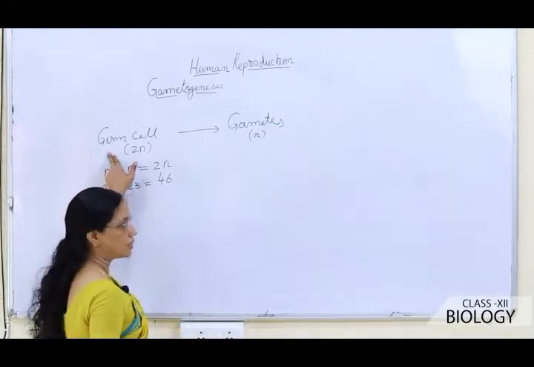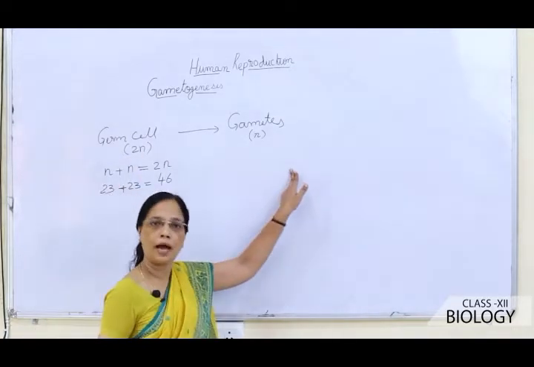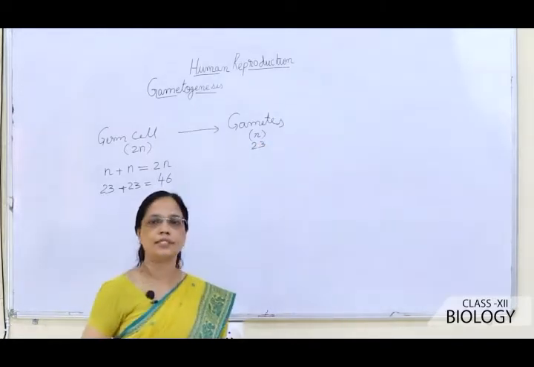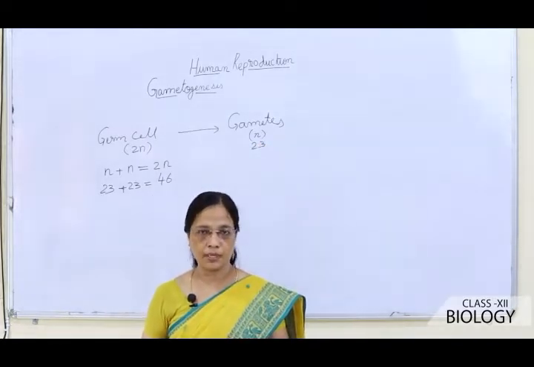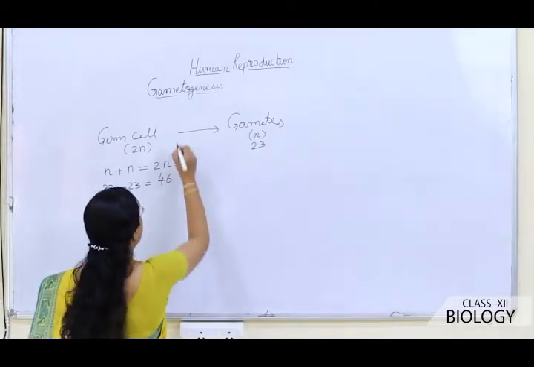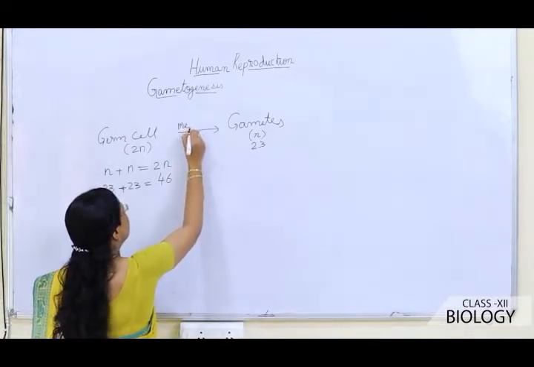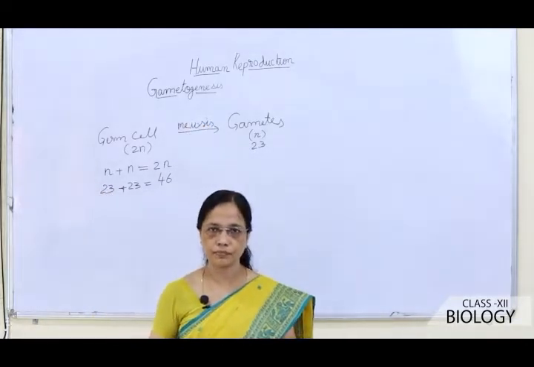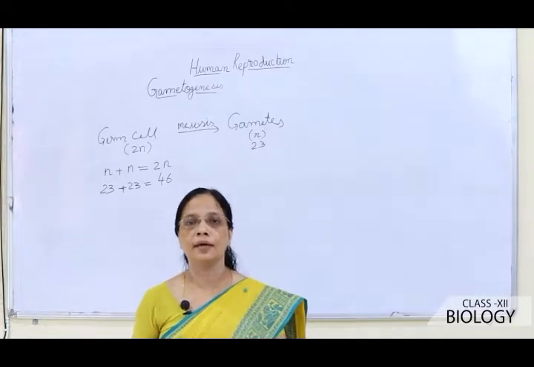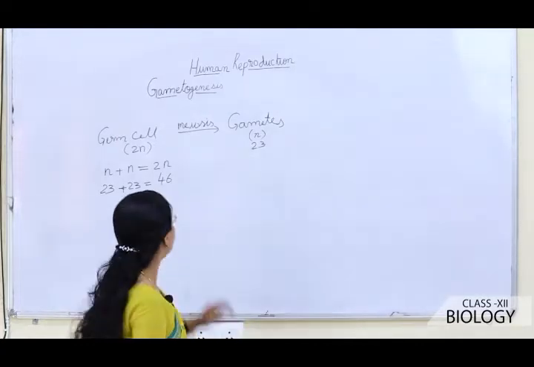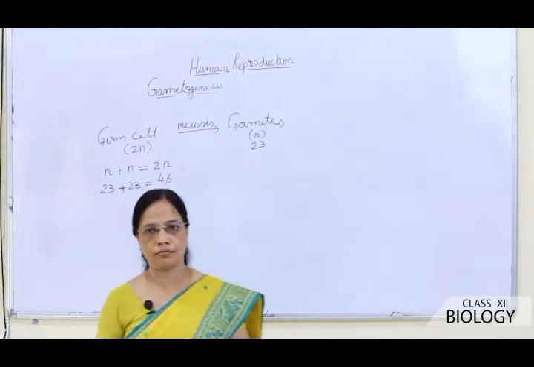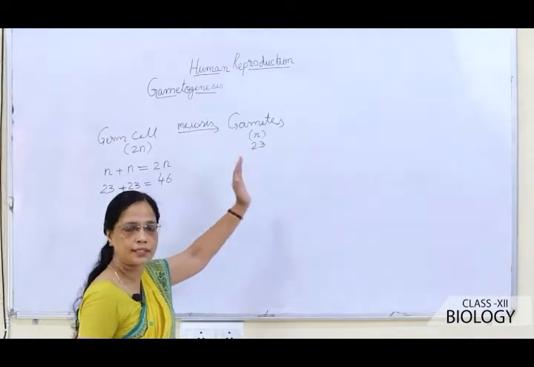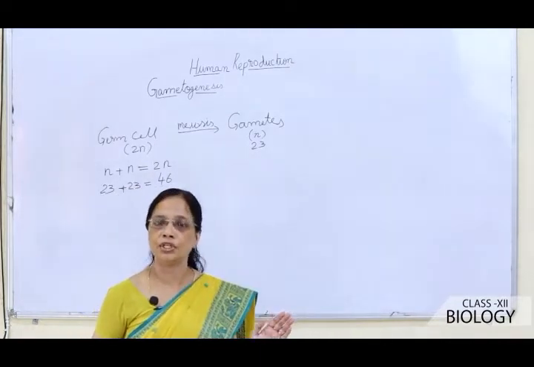This diploid germ cell divides and forms haploid. Haploid means it is having one set of chromosomes, that means 23 chromosomes. That means it undergoes a process of cell division which is called meiosis. So what is meiosis? Meiosis is a reductional division in which the number of chromosomes is reduced to half. So this is how gametogenesis is, nothing but the formation of gametes.